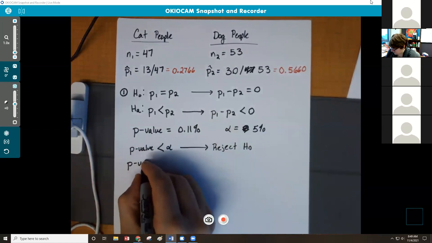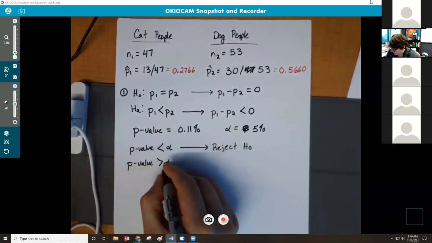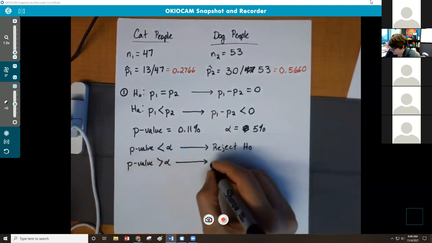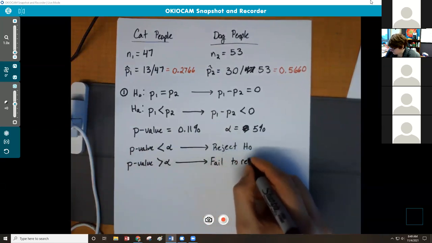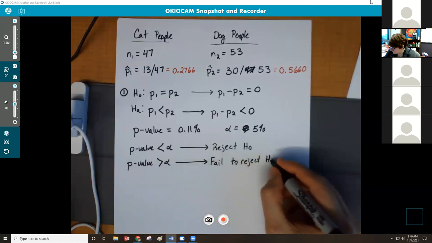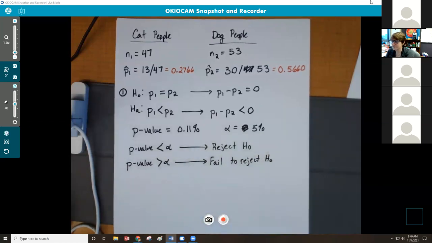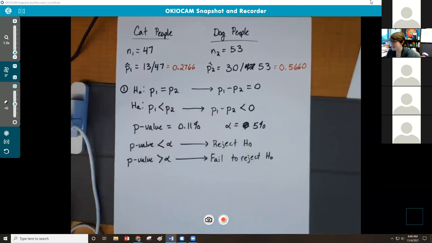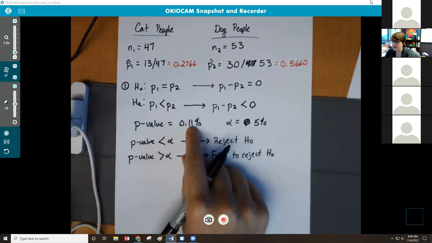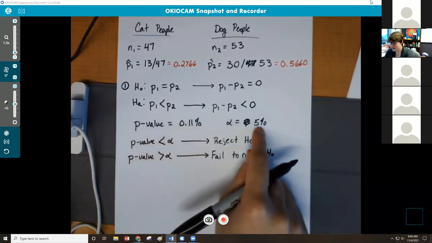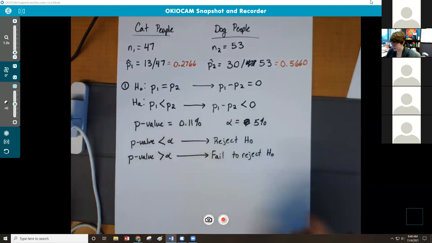If your p-value is greater than alpha, that means that you fail to reject H-naught. Okay, that makes more sense. Thank you. You're welcome. So in this case, because our p-value is only 0.11% and our alpha is 5%, then we get to reject H-naught.